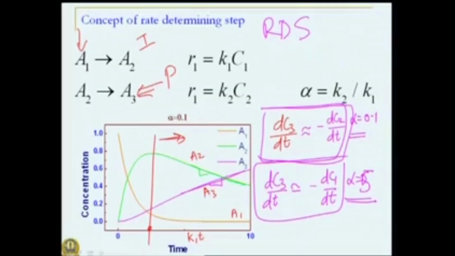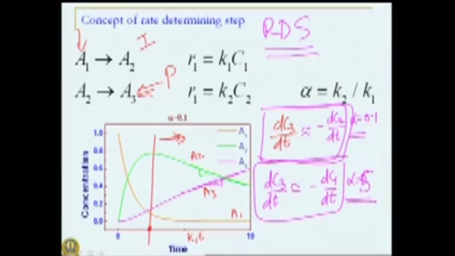This is a very useful concept and we will be using it time and again when we try to analyze complex reactions. That is, when you have a large number of reactions, we will make an assumption that one of these reaction steps is the slowest of all. That is my rate determining step. In fact, it is also referred to as RDS, rate determining step, RDS.